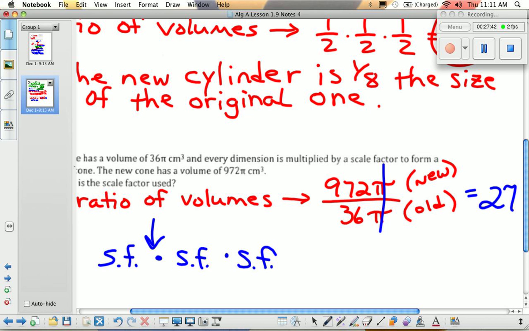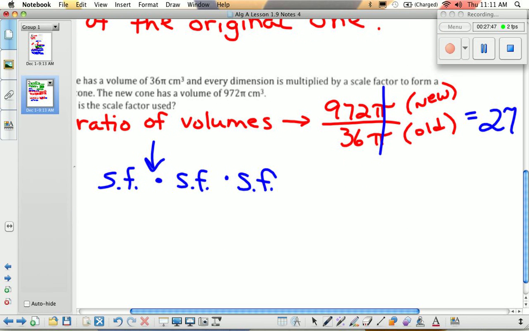Oh, no, careful. The ratio of volumes, that means we have to get 27 to become something times itself 3 times. 9 times 9 times 9 is 27? 27 divided by 3 times 3 times 3. Oh, no. What times itself? Gotta have the same number.